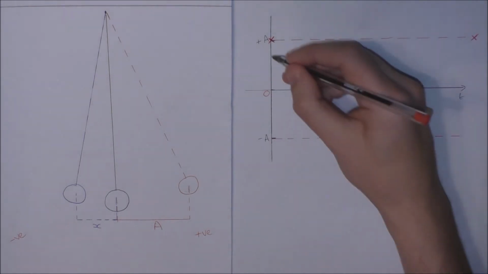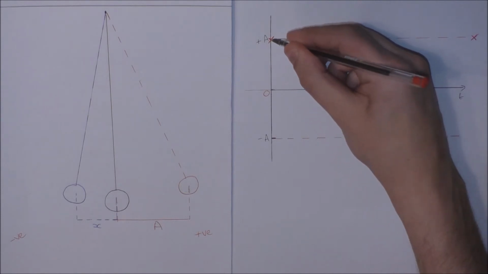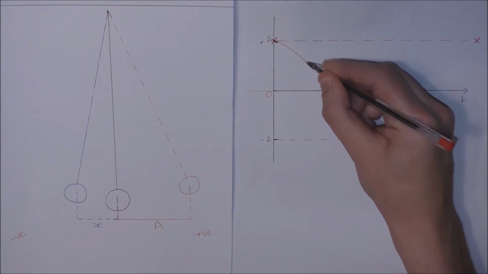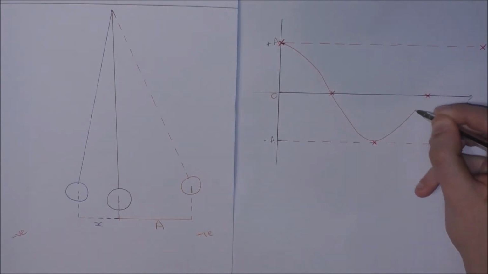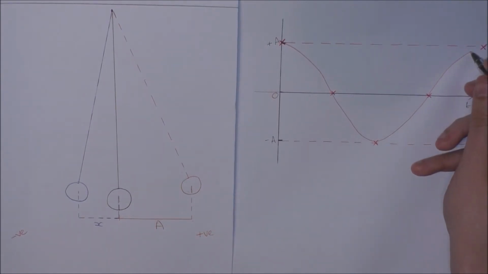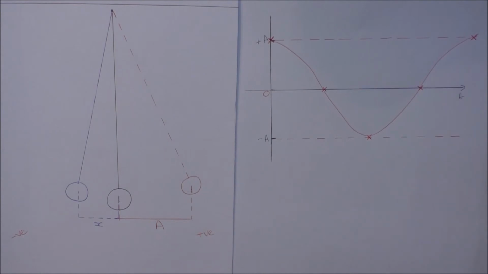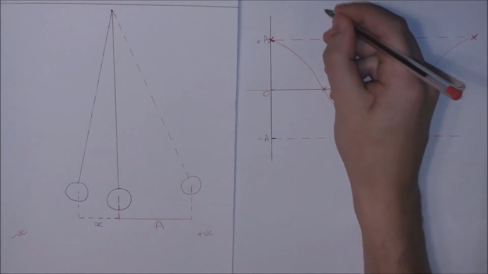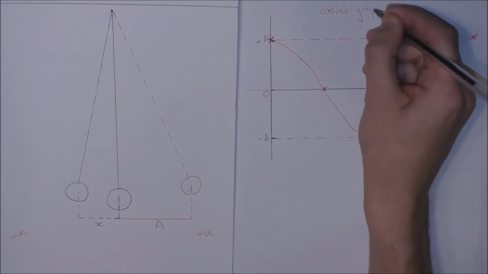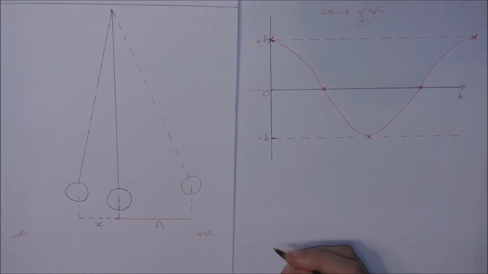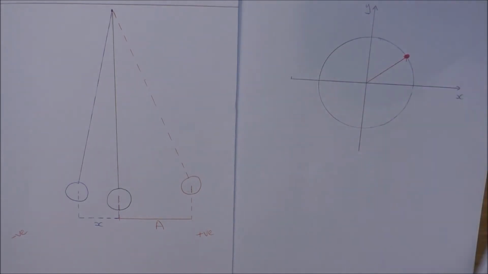This has a really interesting shape, this graph, because if I was to draw a nice smooth path, you're all going to have seen this before. So that is a cosine graph. And that leads me to the next thing about oscillations, which brings us back to circular motion.